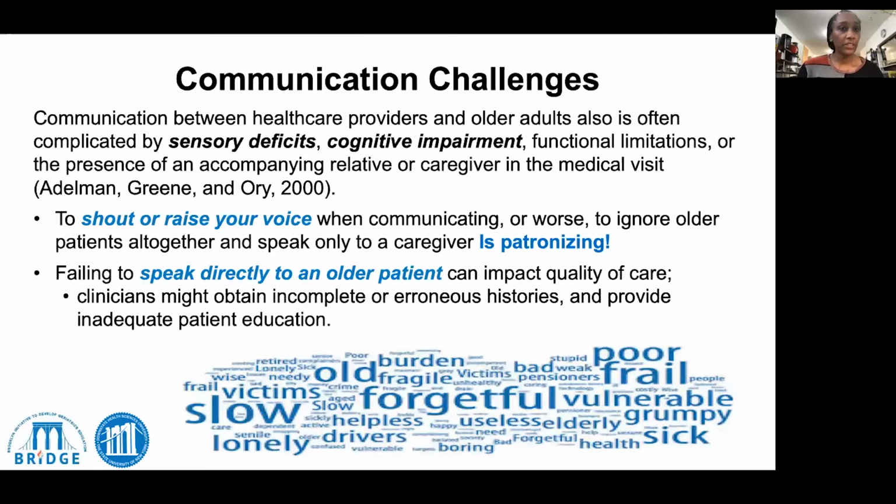The truth is that there are some communication challenges with our older adults that can be due to sensory deficits, cognitive impairment, or the presence of a family member in the room. I hope everyone would understand that shouting or raising your voice is not very helpful. And that to ignore an older patient altogether and to speak only to the caregiver is patronizing.